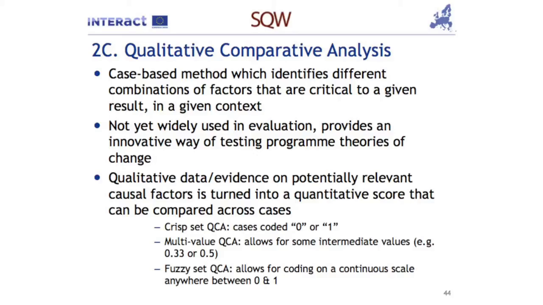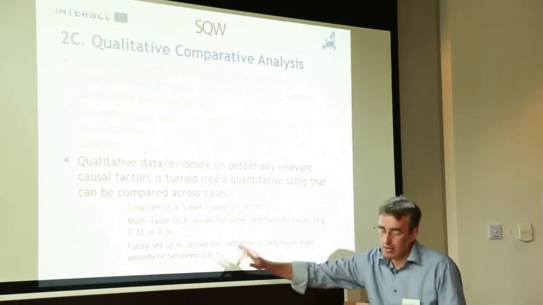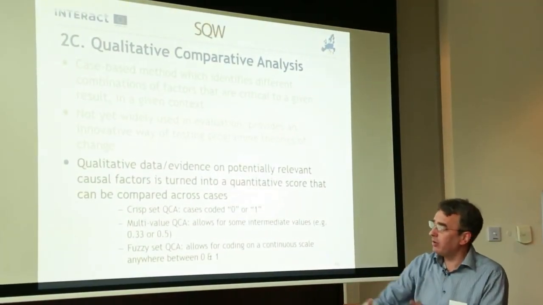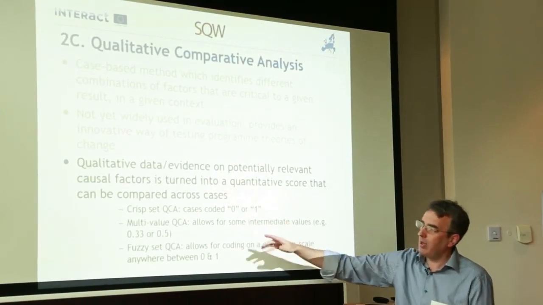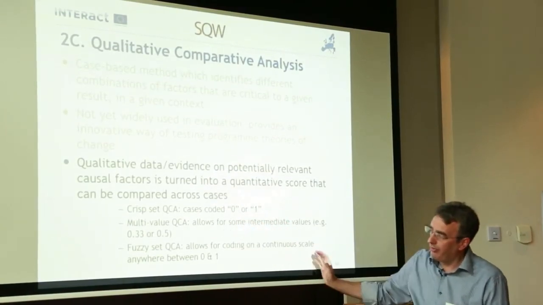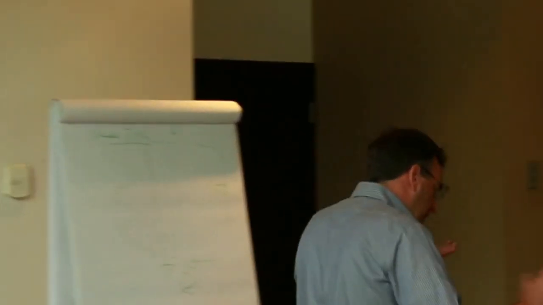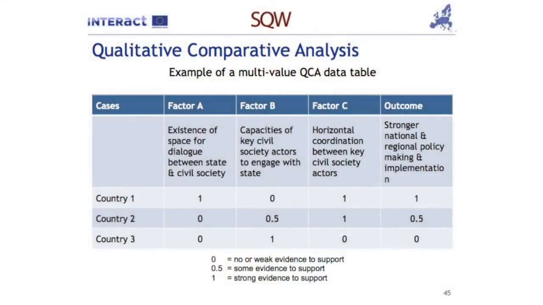And it's about trying to identify, as I say, potentially relevant causal factors in your group of beneficiaries to which you can then ascribe a 0 or a 1, maybe a multivariable value or a fuzzy value to say, to a greater or lesser extent, this factor appears to be causal on the success or otherwise of a program.